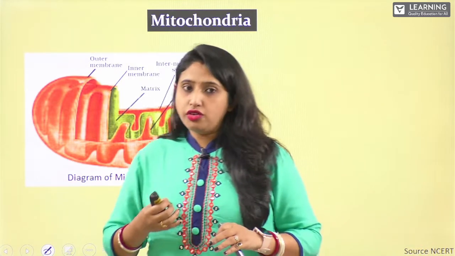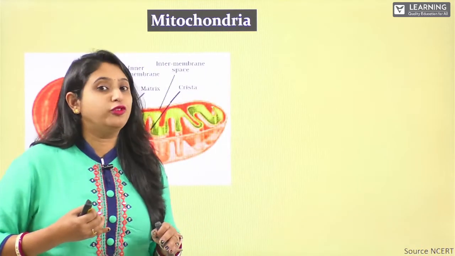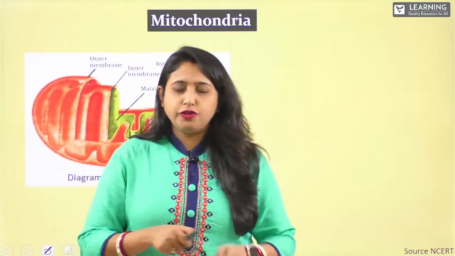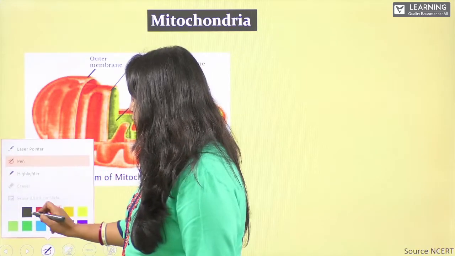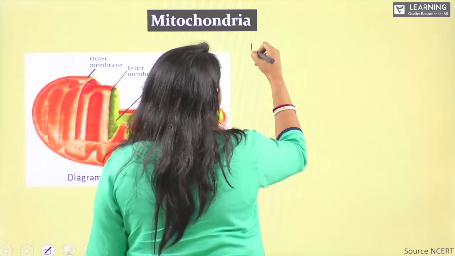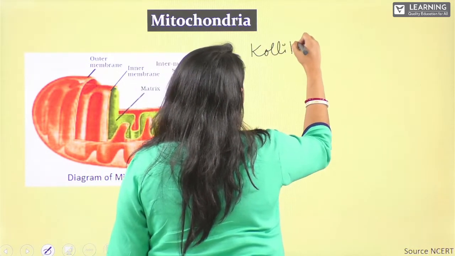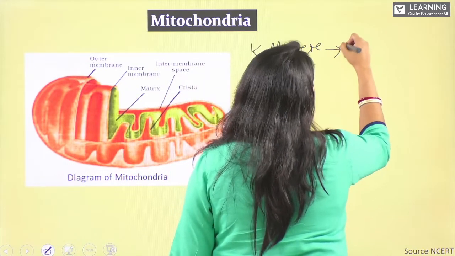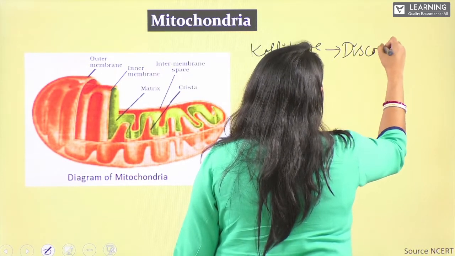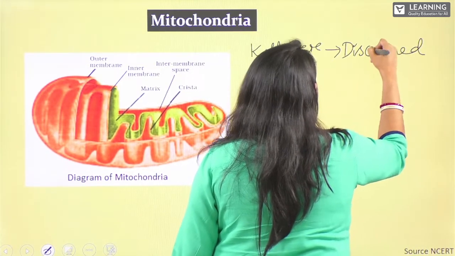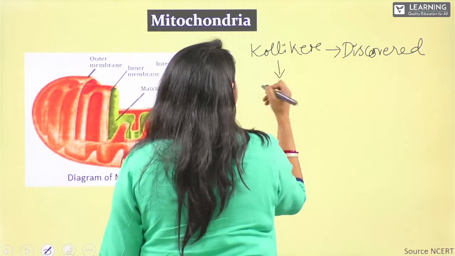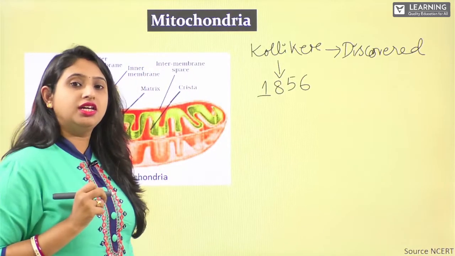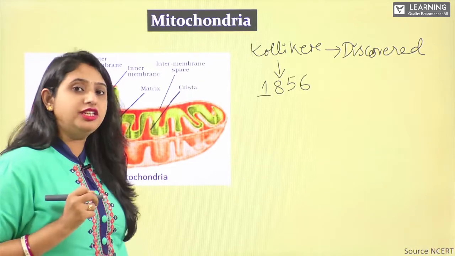Now, who discovered mitochondria for the first time, and who coined the term mitochondria? It was first discovered by the scientist Kolliker. Kolliker is the scientist who discovered mitochondria in the year 1856.